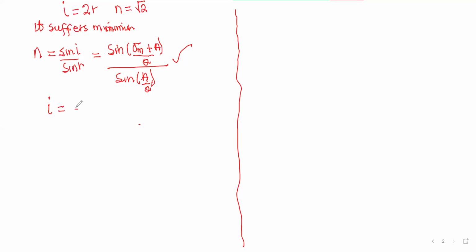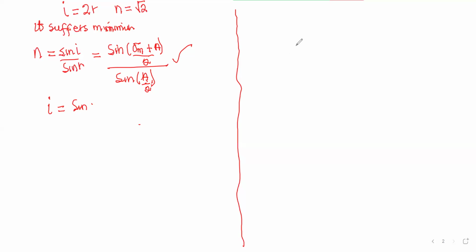Gideon, so the formula is, in the numerator there's no plus. It's only minimum deviation over 2. So there is A plus the minimum deviation over 2.